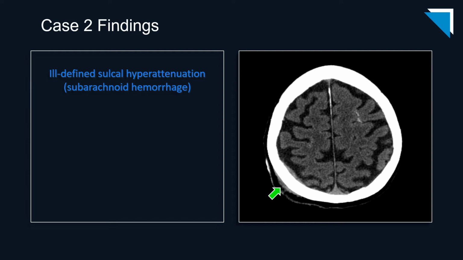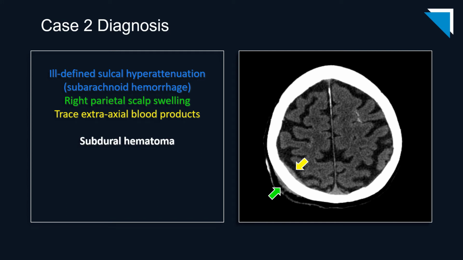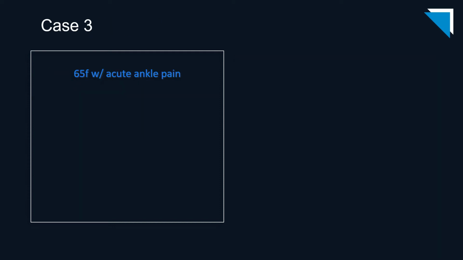There is mild right parietal scalp swelling. Always use your soft tissue windows to look for areas of soft tissue swelling which can alert you to more important underlying findings. In this case, there is a small amount of subjacent extraaxial blood. So this patient has a small subdural hematoma in addition to the scattered areas of subarachnoid hemorrhage.